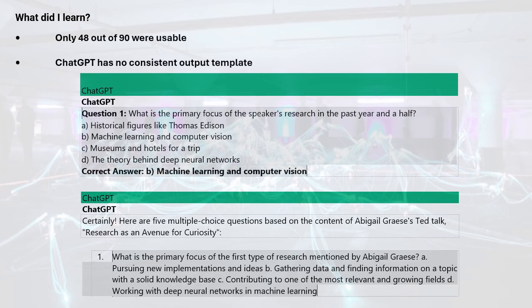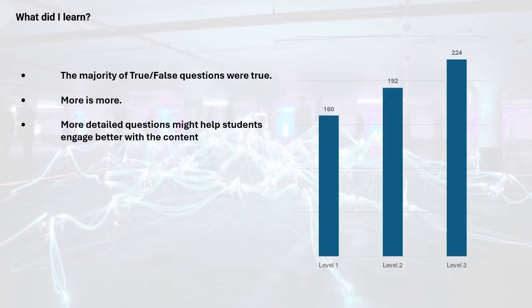ChatGPT has no consistent output template and will provide questions in different formats, as you can see here. This is just one example of why there will always need to be human input in editing and formatting, etc., before being able to use the outputs from generative AI.